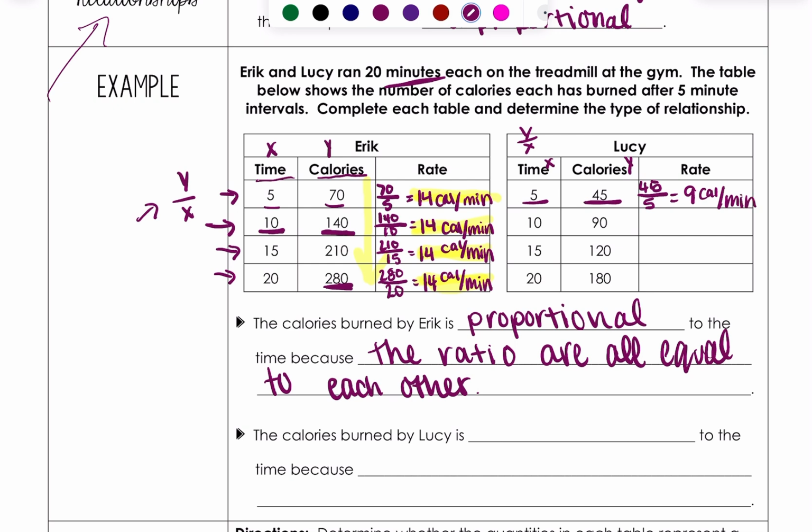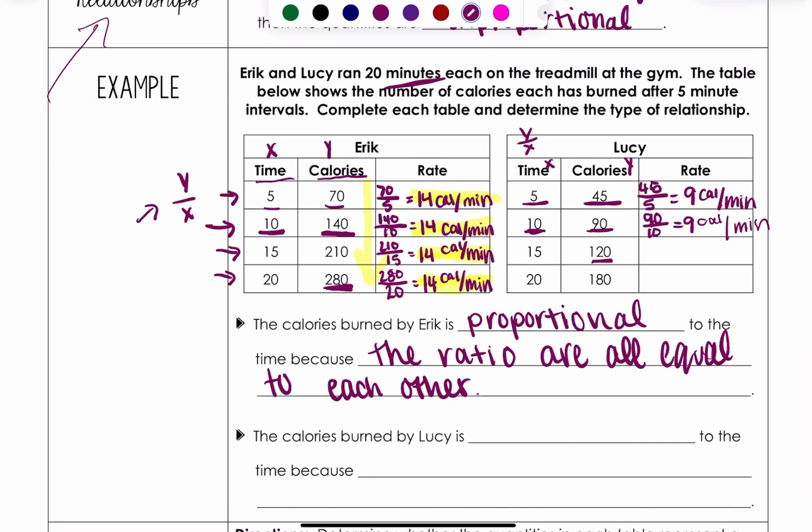Moving on to the second row, I have 90 as my y, so I put that at the top, divided by my x, which is 10. 90 divided by 10 gives me 9. So I once again get 9 calories per minute. Moving on to our next one, our y value here is 120 over our x value here, which is 15. So 120 divided by 15 gives me 8 calories per minute.